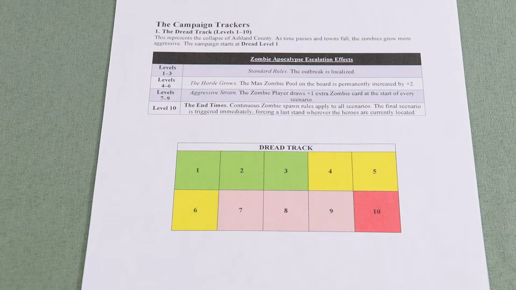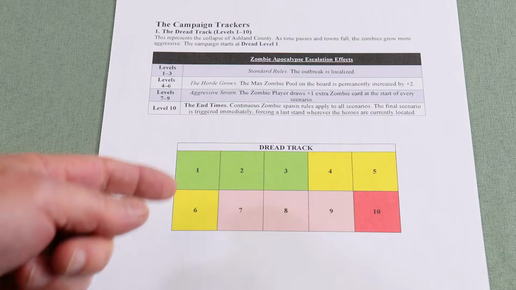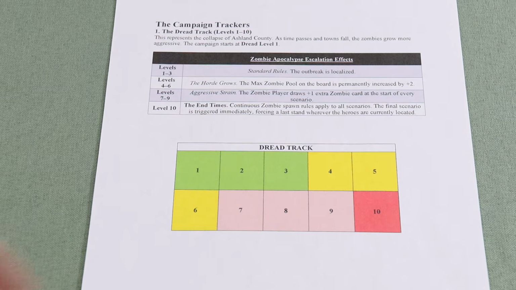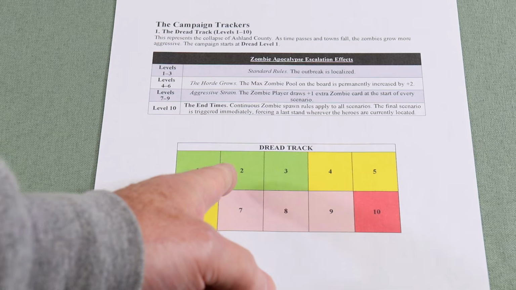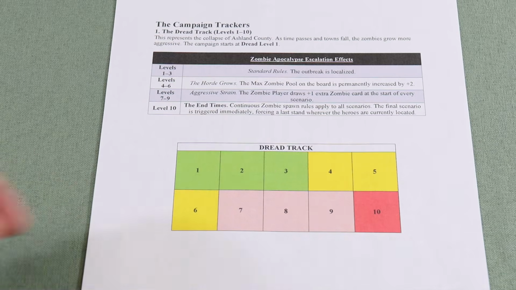The dread track is divided into 10 spaces. It's going to start the campaign at 1. If it ever reaches 10, we'll lose the campaign. And this is going to represent the aggressiveness of the zombie hordes and the overall level of their control over Ashland County. As it moves up, when we move, say, from levels 1 to 3, there is no effect.